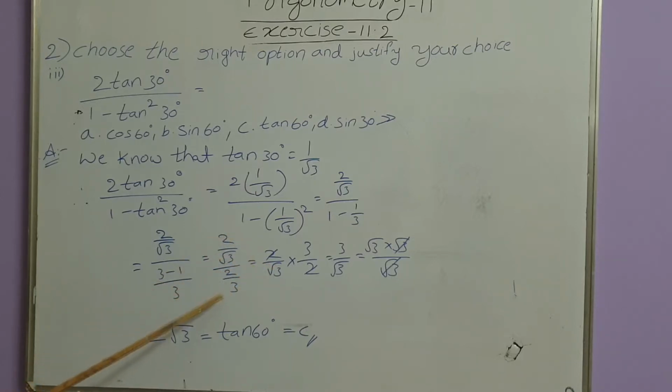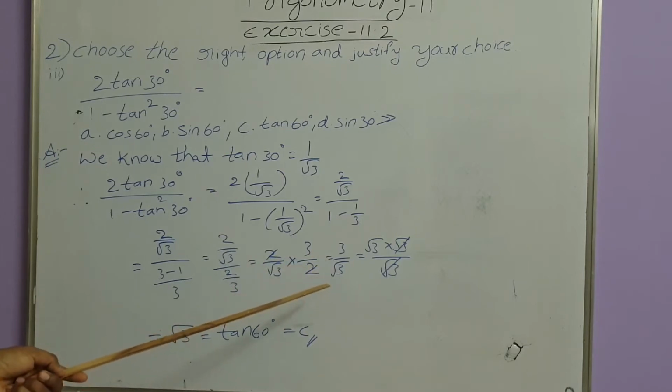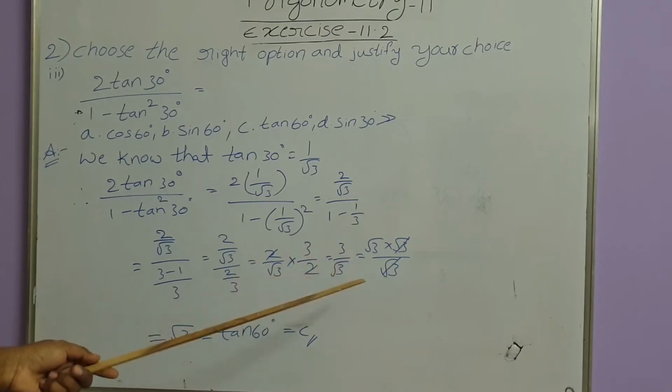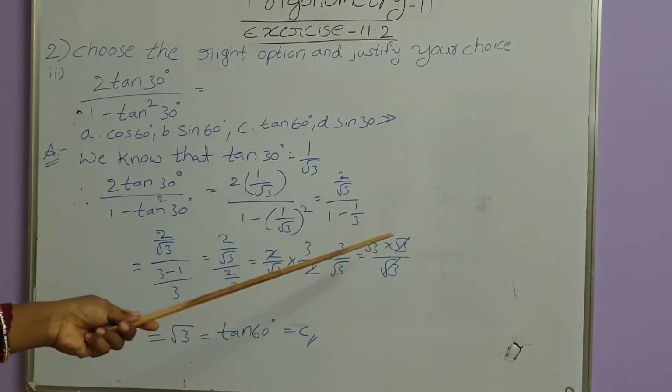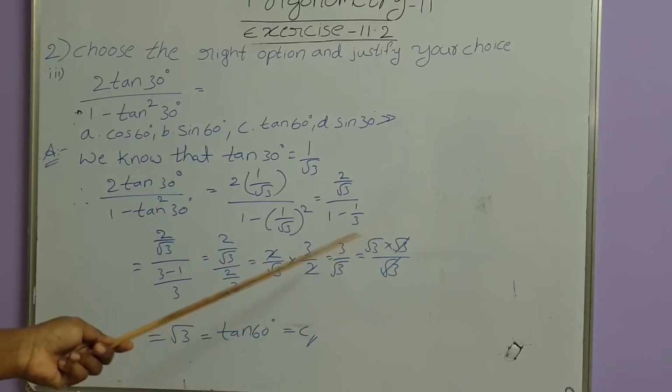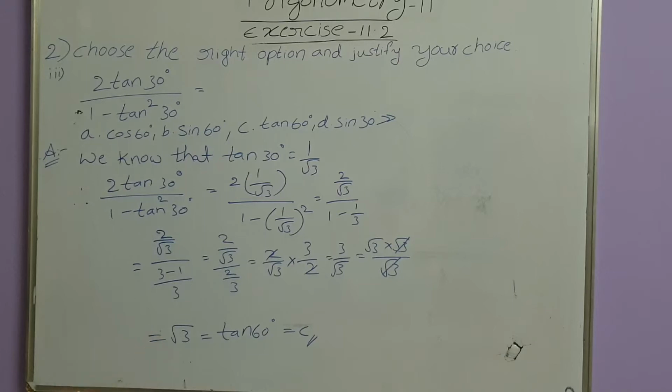This 2 by root 3, take 2 to the denominator. So we write like this, 3 by 2. This 2 and 2 cancel. We have 3 by root 3, which is equal to, write like this, root 3 into root 3 by root 3. One root 3 in the numerator and one root 3 in the denominator, these 2 are cancelled. We have only root 3. Tan 60 degrees is equal to root 3. So option C, tan 60 degrees.